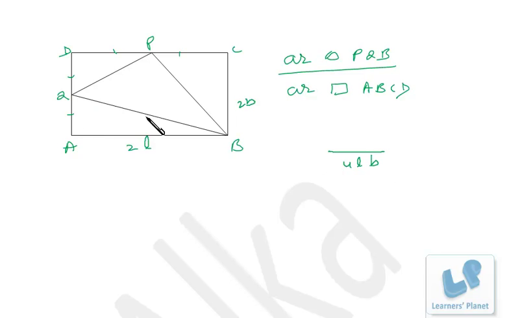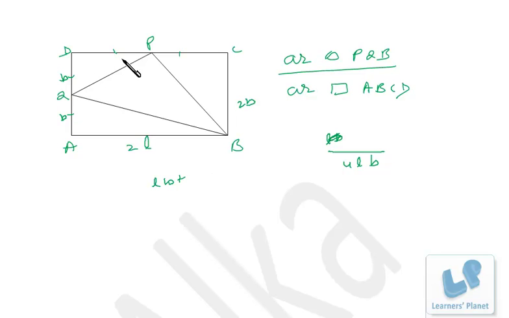Now see this triangle. Area of this triangle is what? Since this length is 2B, this length is B, this length is B. So area of this triangle will be what? Half of B into 2L. So what I can say? L into B. I just write it over here.